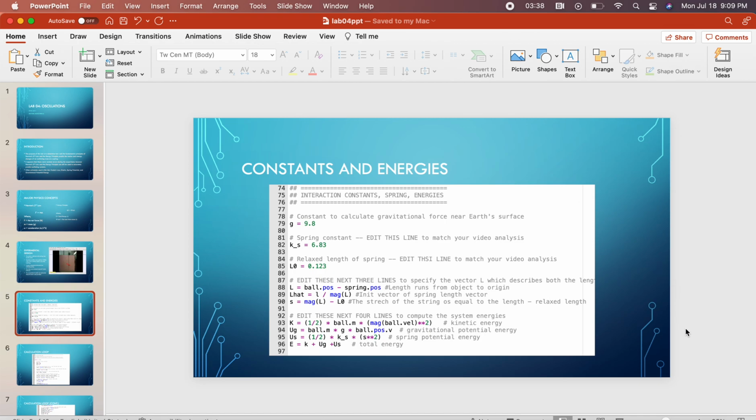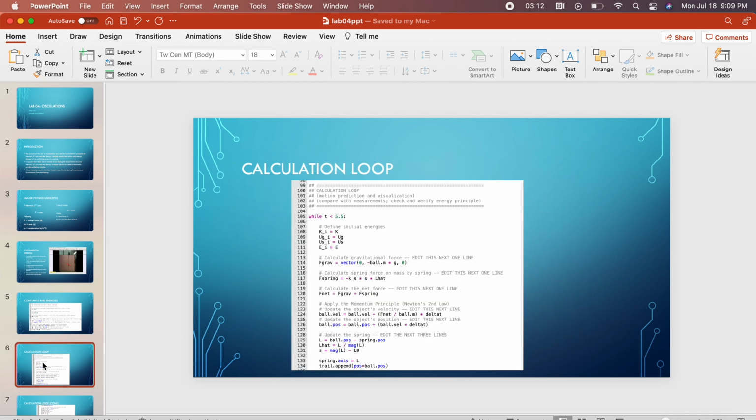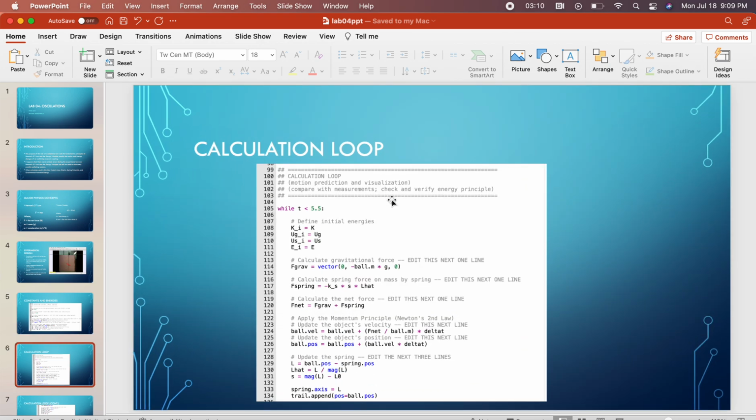So now we get into the actual code of the experiment. So here are the constants and energies. So this is some of the constants right here, and then this is how the energies were calculated. This is kinetic energy, gravitational potential energy, and then the spring potential energy, and then of course this is the total energy. This is the calculation loop.